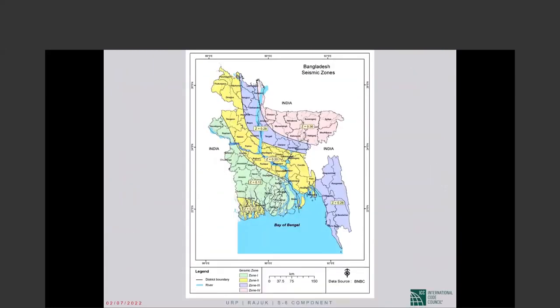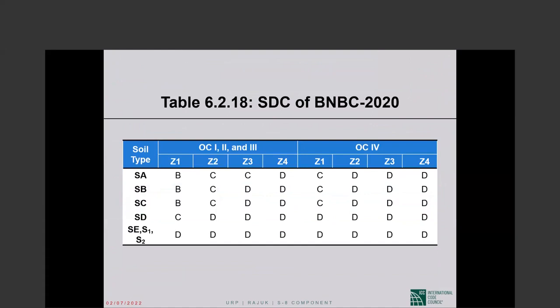Okay. The zone map, the BNBC gives you, like so many other things, the design categories in this table. You don't have to do anything. Okay. So the site class and the seismic zone of your structure and the occupancy of your structure.